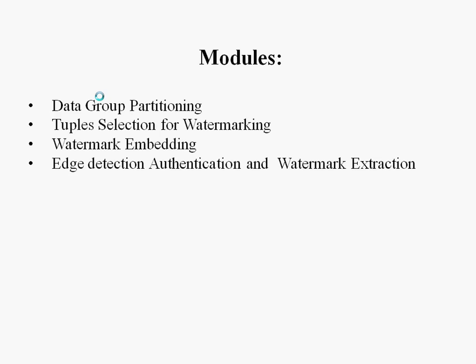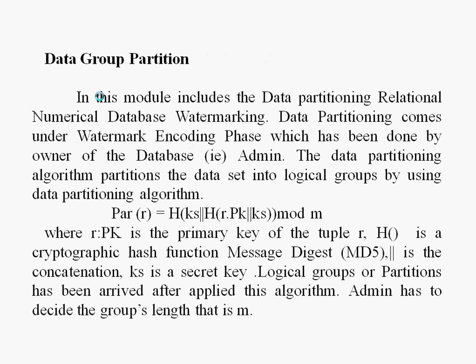Modules. Data group partitioning, tuple selection for watermarking, watermark embedding, edge detection authentication and watermark extraction. Data group partition. This module includes the data partitioning of relational numeric database watermarking. PK is the primary key of the tuples, H is the cryptographic hash function, message digest is the concatenation, K is the secret key. Logical group of partitioning has been arrived at after applying this algorithm.